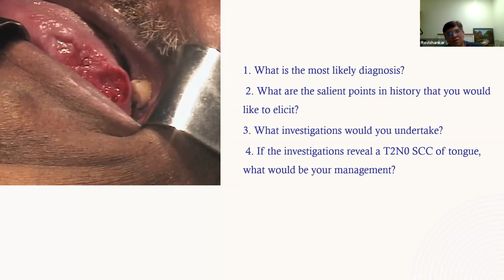Okay, where will you take the biopsy from? From the edge of the lesion. Rolled up edges, including the normal area. Yes, take a wedge of the tissue, including normal area. Okay. What apart from the biopsy? What else would you do?